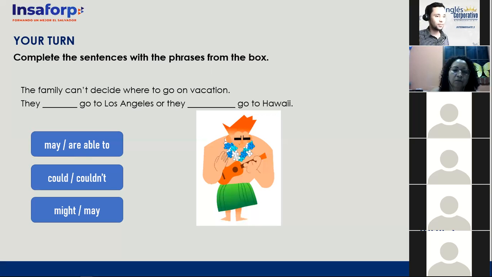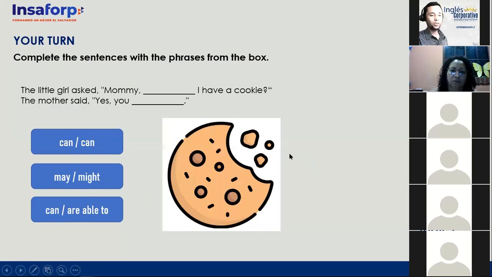Might and may. Might and may, says Zulma. Let's check. That is correct. Very good. They might go to Los Angeles or they may go to Hawaii. That's possible. Thank you. How about the next one? The little girl asked, Mommy, blah, blah, blah, I have a cookie? And the mother said, yes, you, blah, blah, blah. So what is that? Can and can, may and might, or can and are able to?